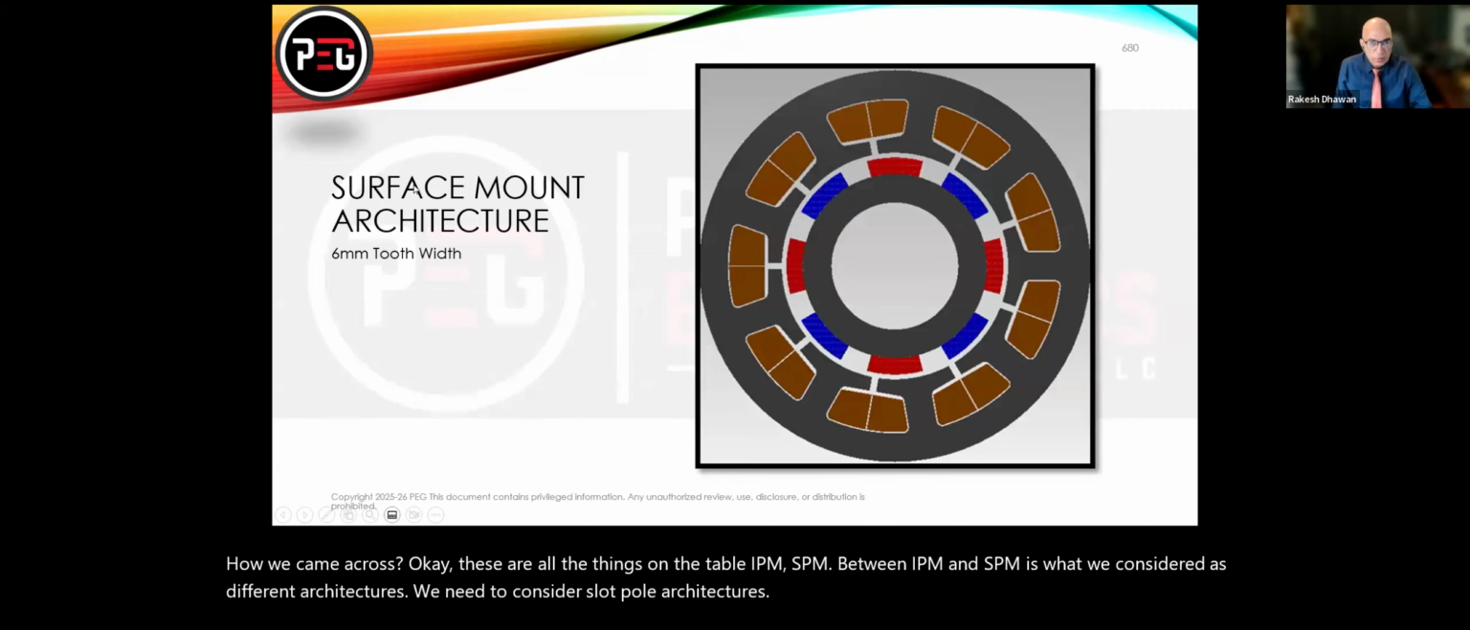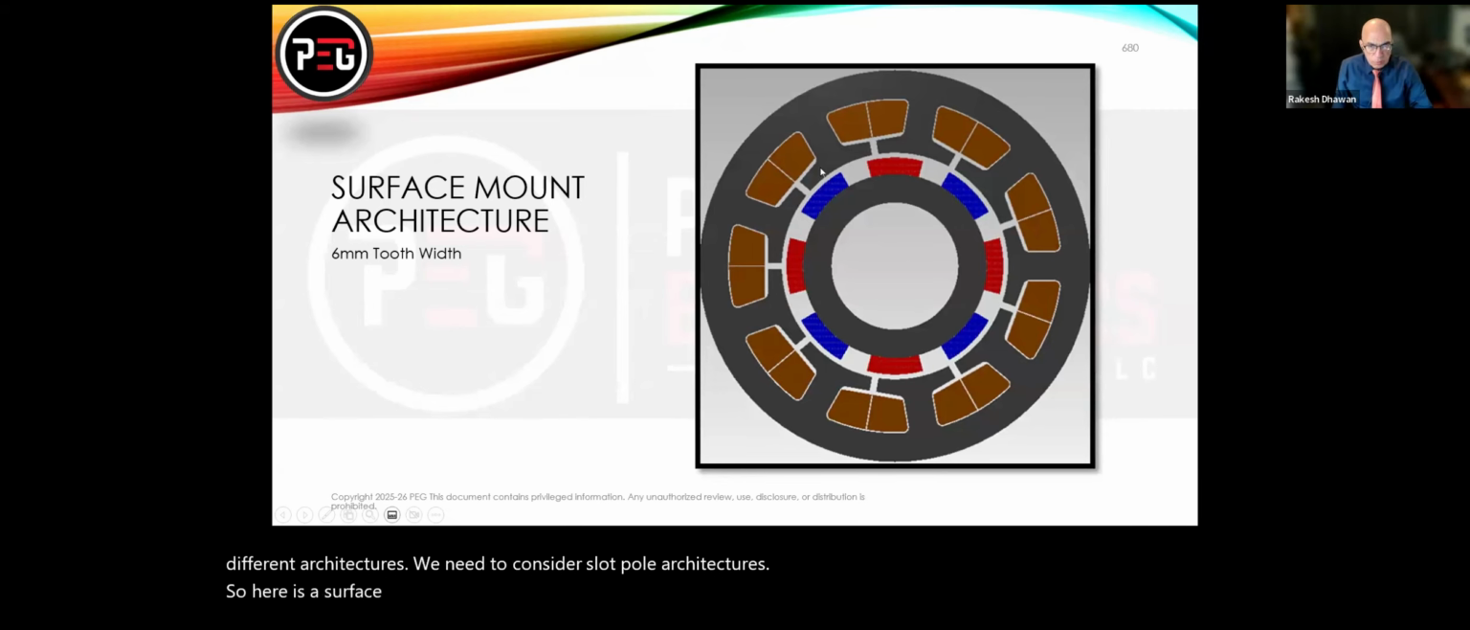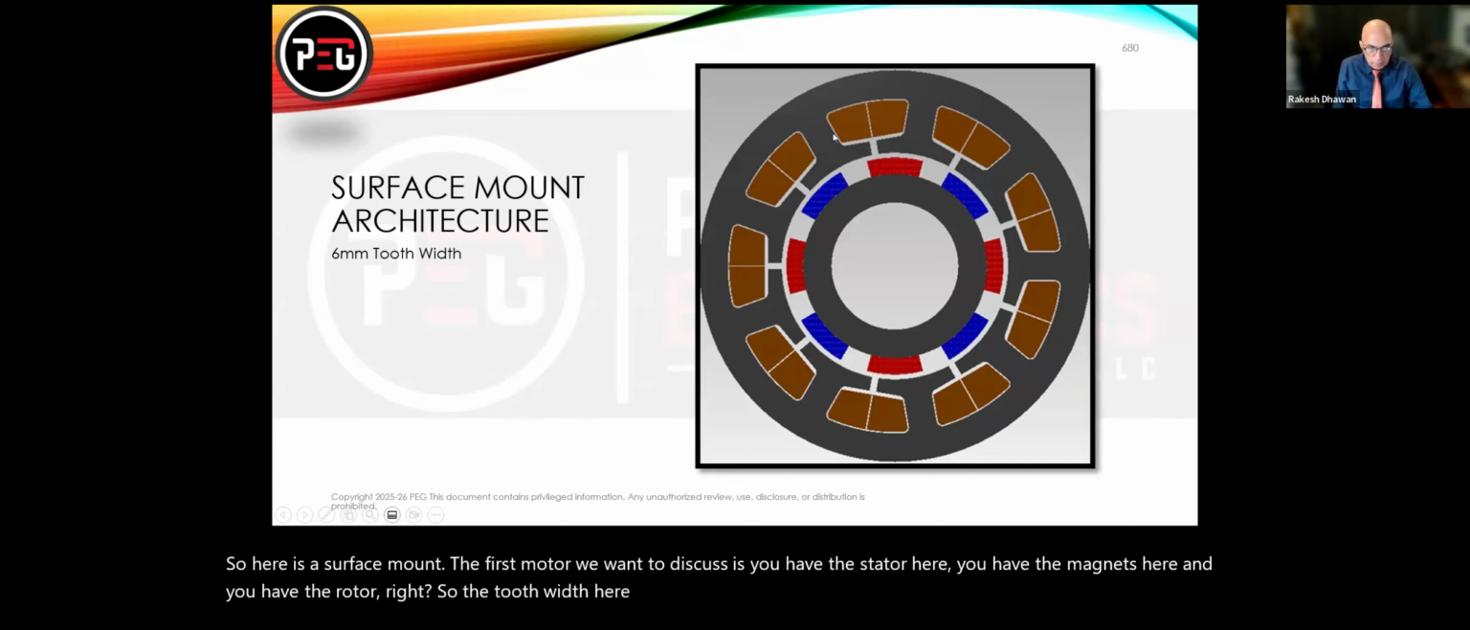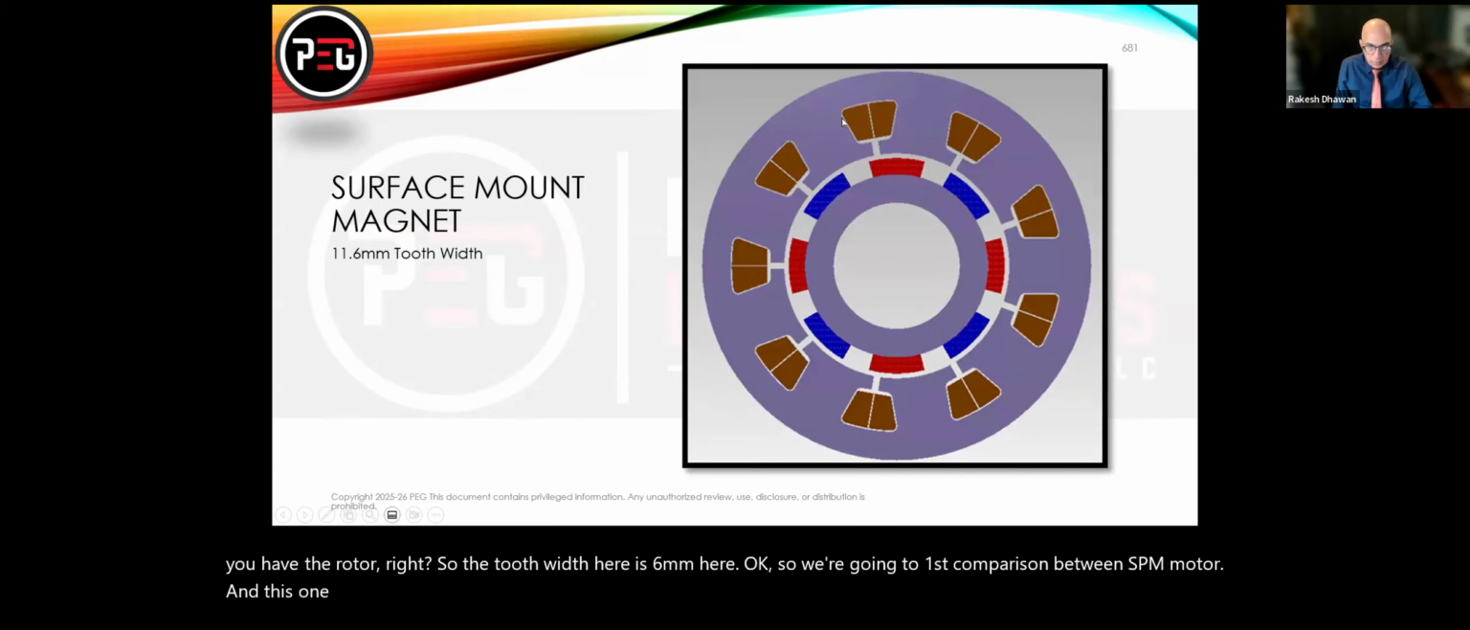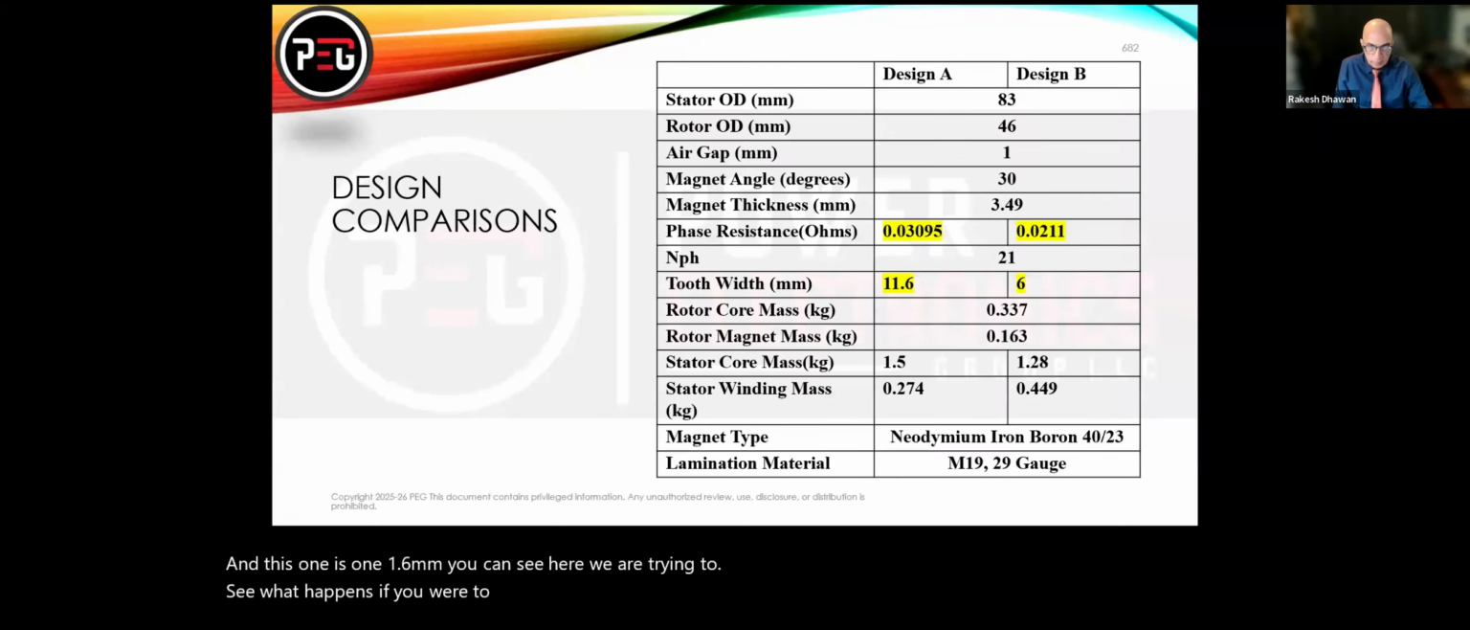So here is the surface mount. The first motor we want to discuss has the stator here, the magnets here, and the rotor. The tooth width here is 6 millimeters. We're going to do the first comparison between SPM motors, and this one is 11.6 millimeters. We are trying to see what happens if you increase your tooth width.